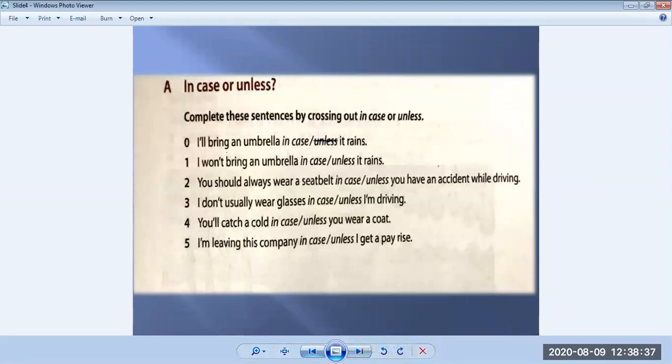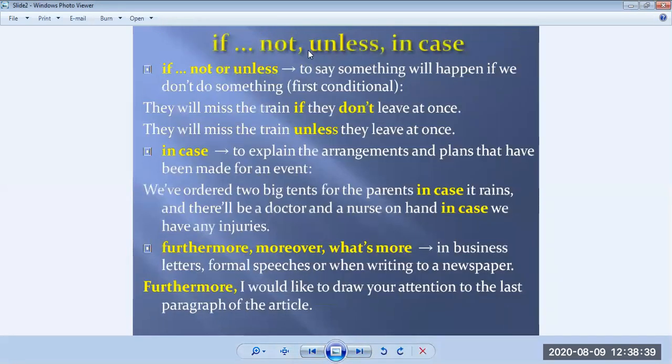Okay. So now, as a linking word, we're going to use if with not, unless, in case. We talk about the condition, we talk about the arrangement and plan. But here, furthermore, moreover, what's more is about a more formal way of using them. For example, in a business letter, formal speech, or writing to a newspaper. And they have initial position.